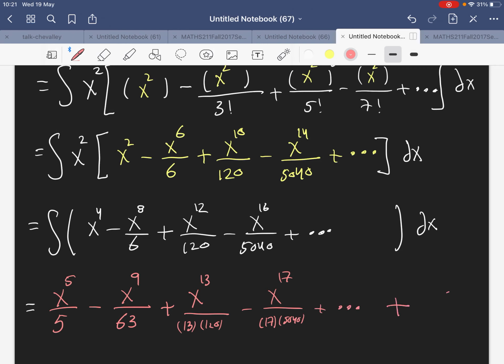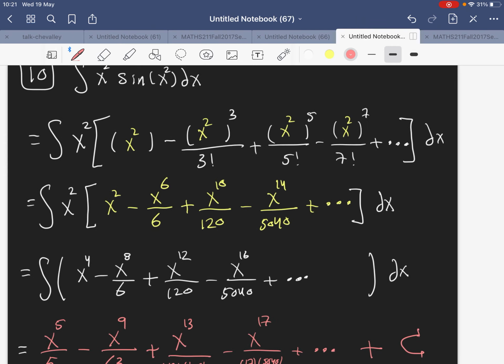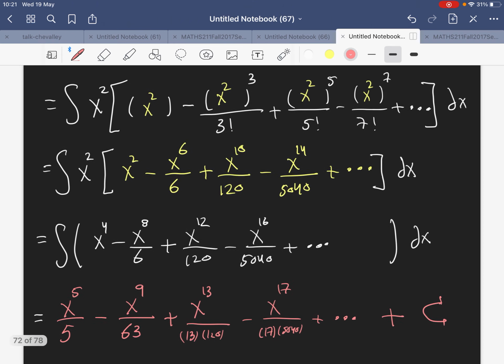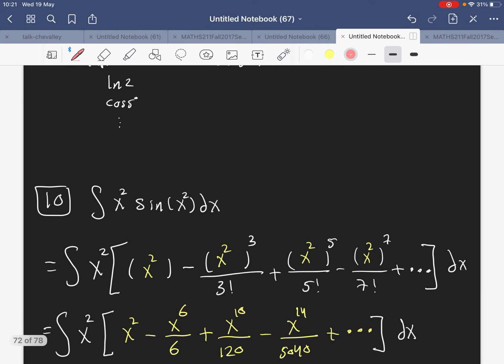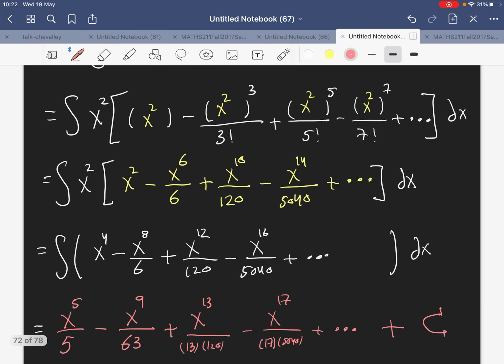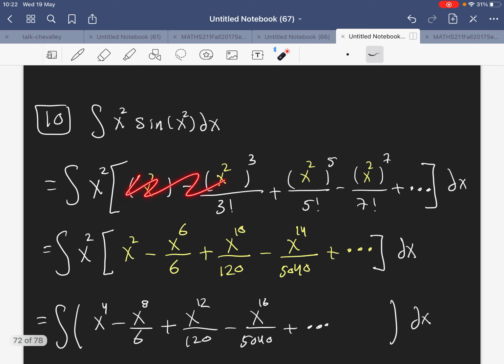At the end, remember we have the constant because we do the integration. That's how we do the integration using the Maclaurin series. Nothing more, nothing less. Everything should be the same. You can, of course, do the same question, but instead of having the expanded form, you just have to use the summation.